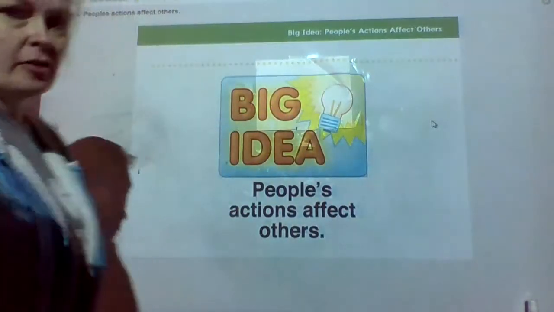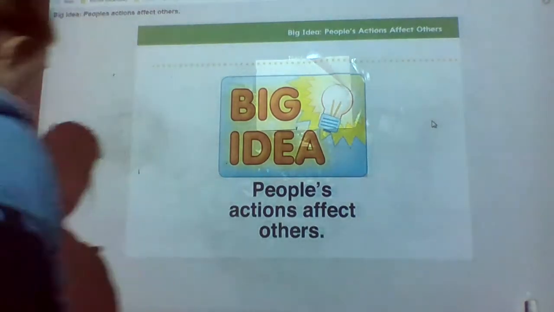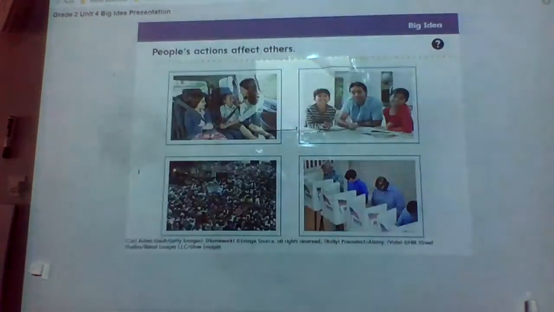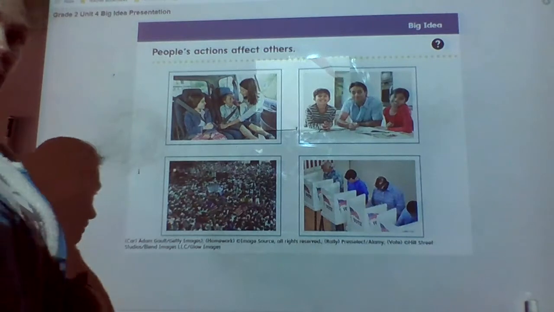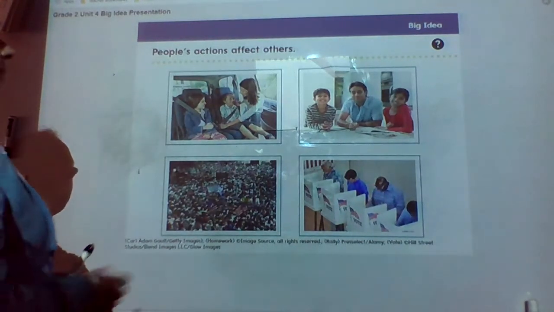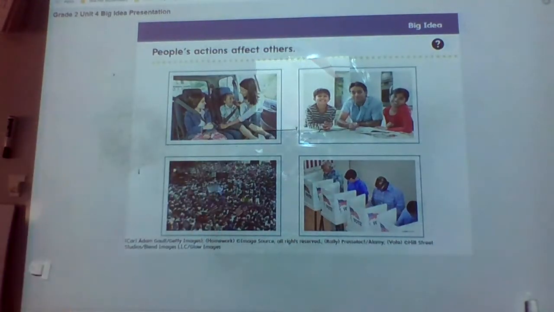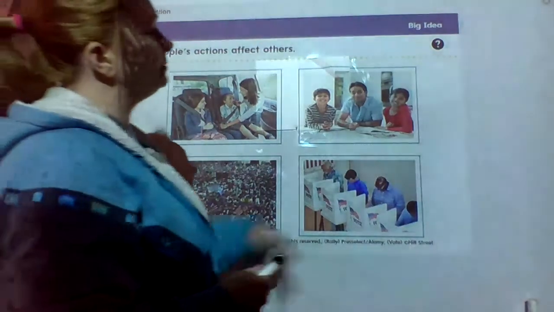All right, here is our next unit, and this unit is going to focus on people's actions and how they affect other people. We kind of know that when we do things at recess, it's kind of hurtful. But there can be benefits too. So, for instance, in this picture, mom's actions. How are those actions affecting those two children? Yeah, her actions are keeping them safe.